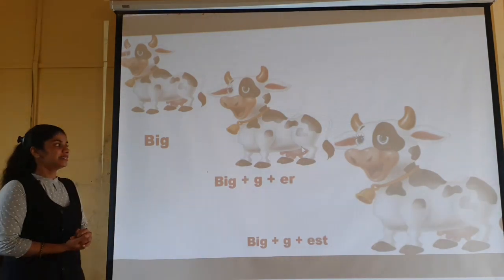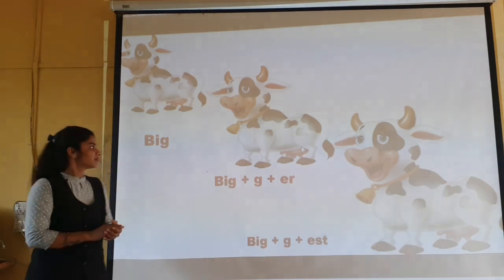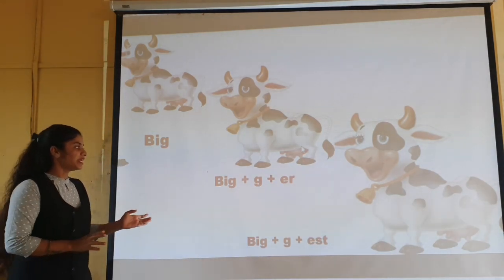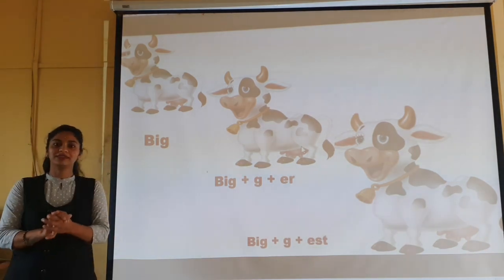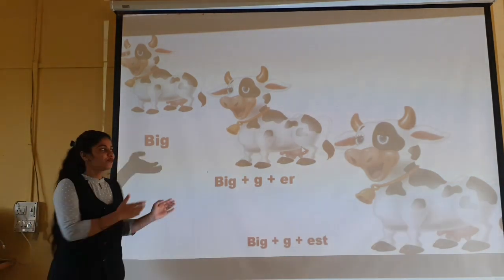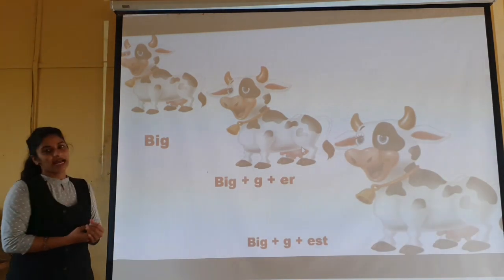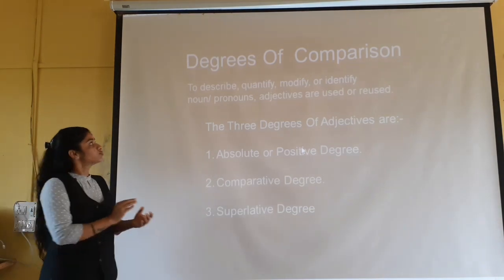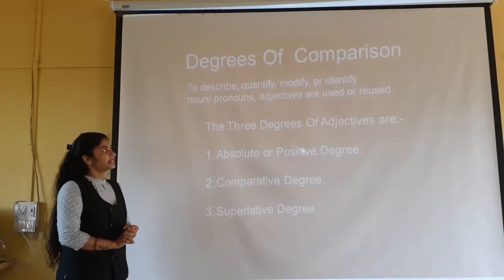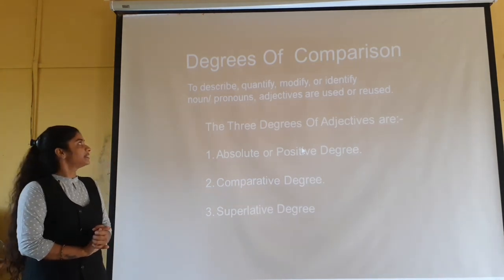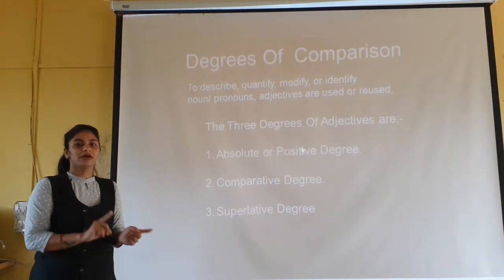So here in this picture you can notice three types of cows. One is big, then big plus ER, bigger, big plus EST, biggest. Now what exactly do these words mean? Let's go further and learn about these words. So here is the definition of degrees of comparison. To describe quantity, modify or to identify nouns, pronouns, adjectives are used or reused.